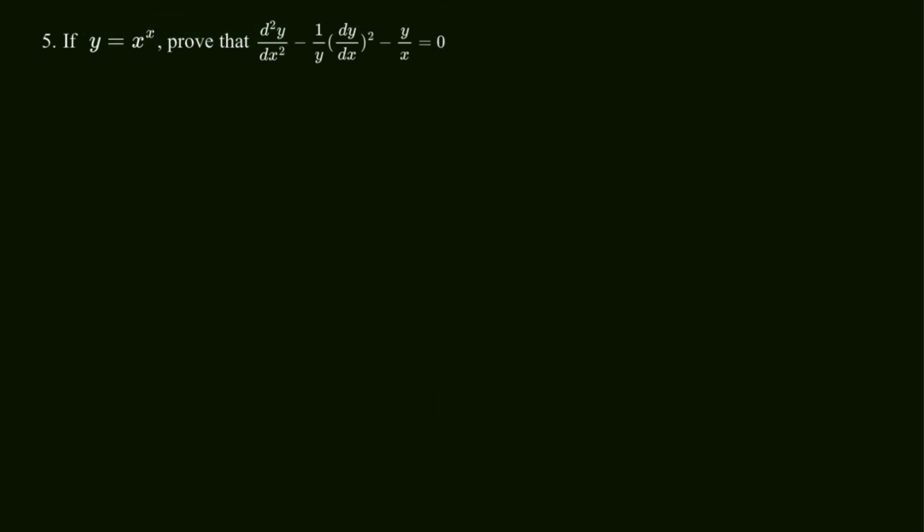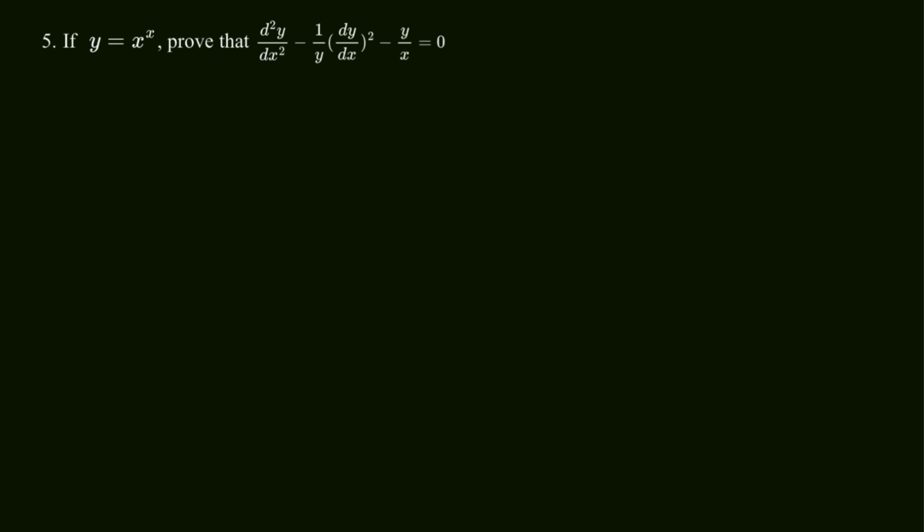Question number 5: here y equals x to the power x, then we have to prove that d²y/dx² minus 1/y into (dy/dx) whole squared minus y/x should be equal to 0. So before differentiating the given function, let us operate both sides with logarithm. As you can see, there is a function and in the power there is another function.